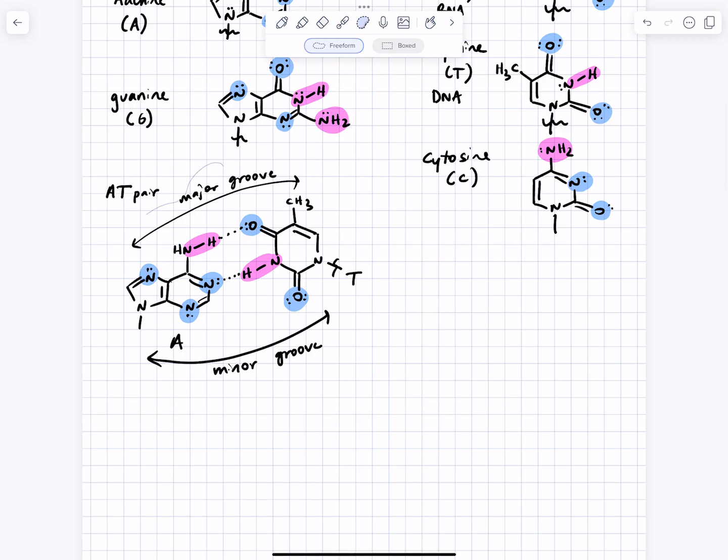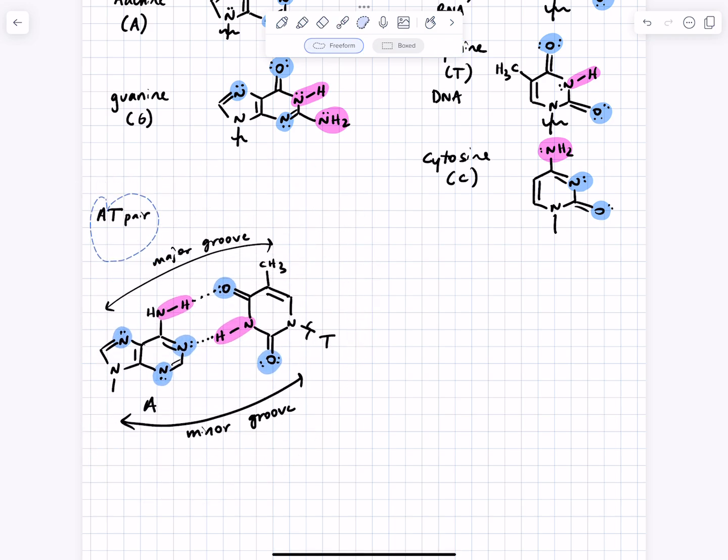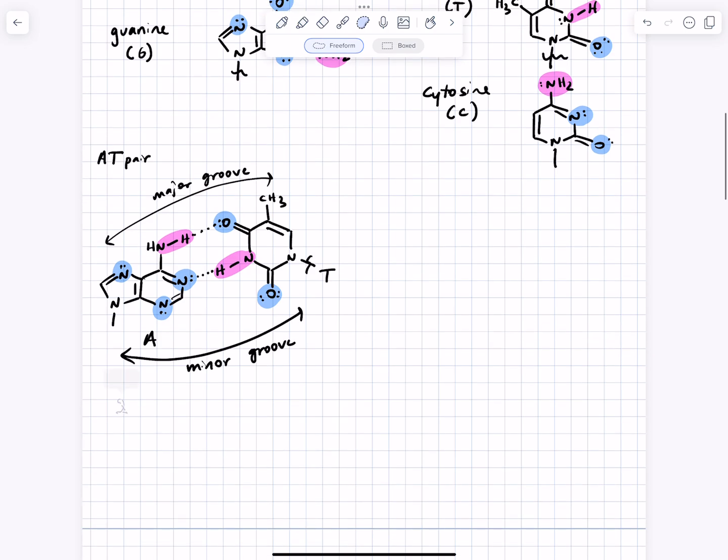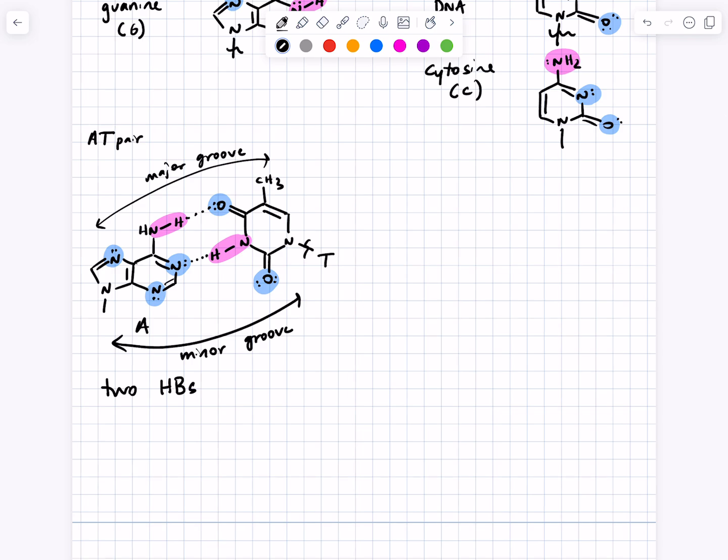Let's do the same for a GC pair. Notice that the AT pair has 2 hydrogen bonds, 2 intra-strand hydrogen bonds. In contrast, a GC pair, as you will see, has 3. So here's the purine ring for G. Nitrogen. For G, you've got the carbonyl oxygen here. Got a donor here, and then you've got the exocyclic amino group here.